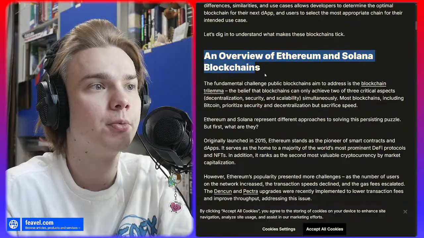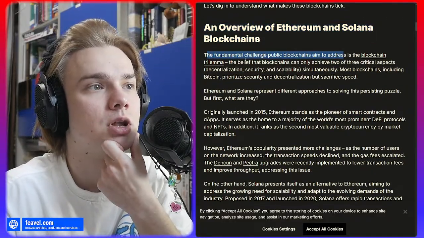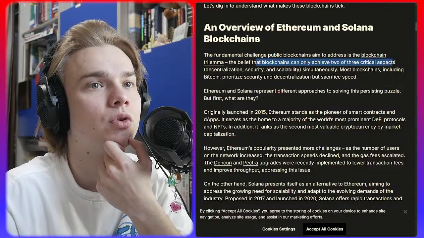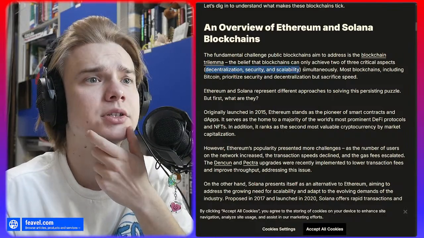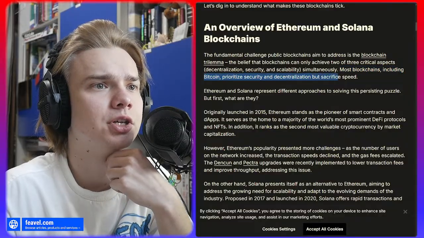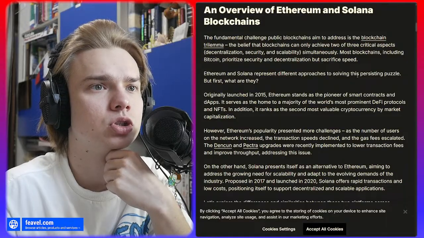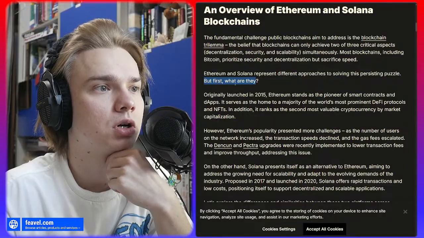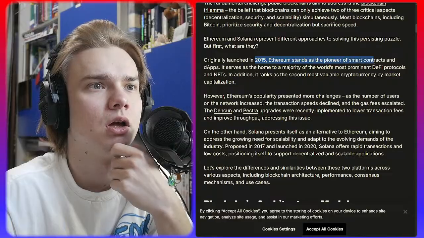An overview of Ethereum and Solana blockchains. The fundamental challenge public blockchains aim to address is the blockchain trilemma. The belief that a blockchain can only achieve 2 of the 3 critical aspects: decentralization, security, and scalability simultaneously. Most blockchains, including Bitcoin, prioritize security and decentralization but sacrifice speed. Ethereum and Solana represent different approaches to solving the persisting puzzle. But first, what are they? Originally launched in 2015, Ethereum stands as the pioneer.